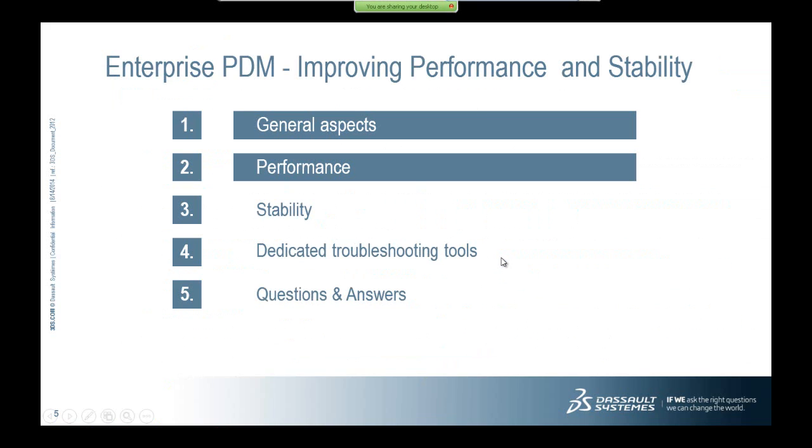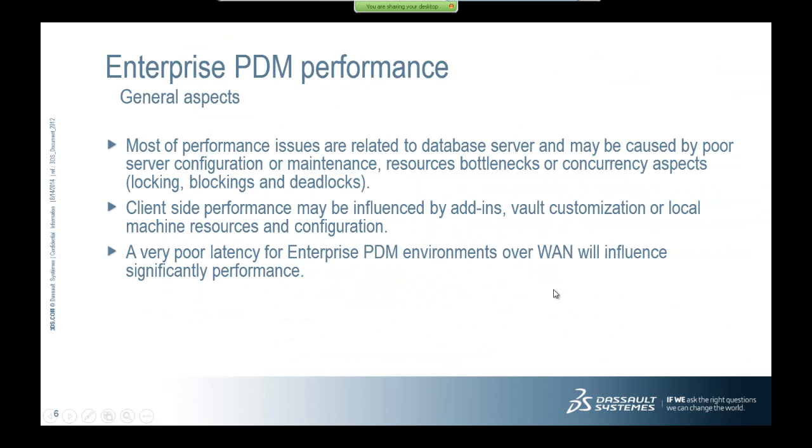Now, let's speak first of all about performance and later about stability, and in the end we're going to have a look at these troubleshooting tools. Regarding performance, there are basically, you can say, 3 main categories. It's important to be aware that most of the performance issues are related to the database server. Although they are reported by clients, they claim the system is slow.